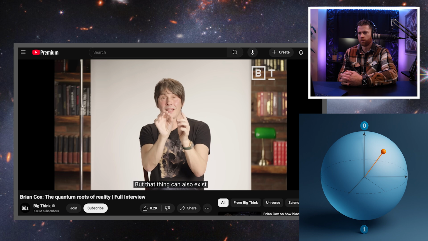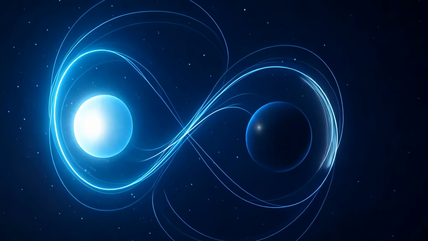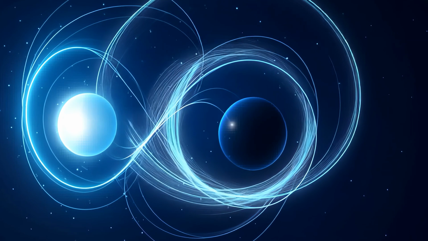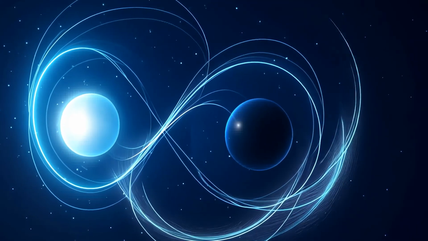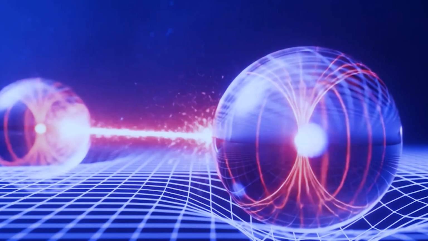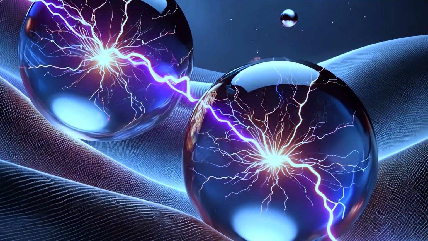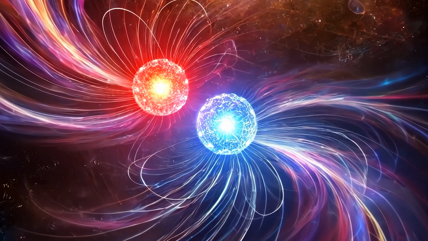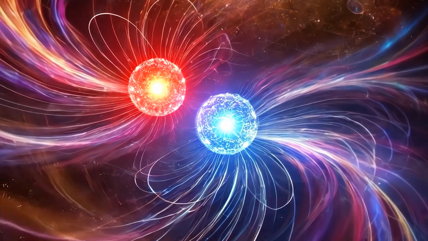But that thing can also exist in a superposition, a combination of these things. And it's a perfectly valid configuration. That's the kind of property that you use in building a quantum computer. You can also then ask the question, well, what happens if I get another one, two electrons together? These can be in what's called an entangled state. So then you have a much richer structure of this physical system.